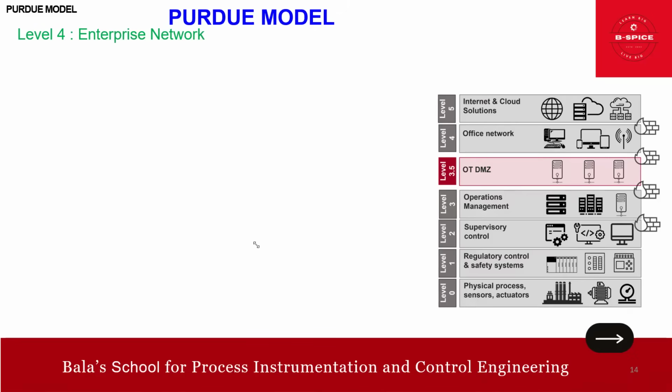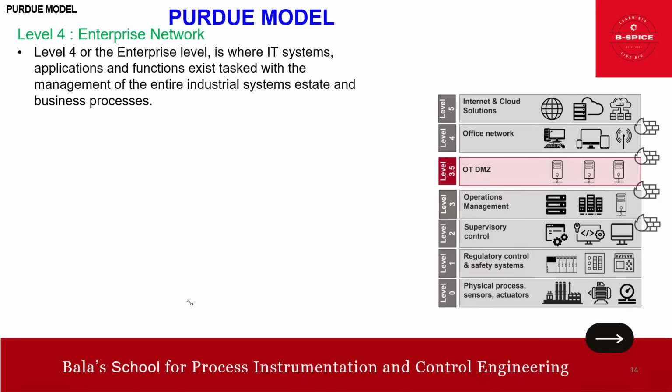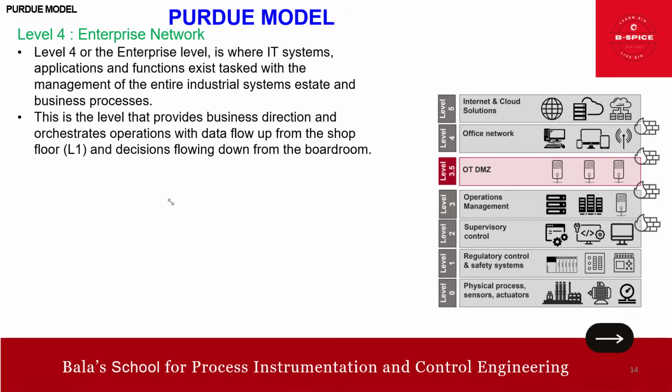Now we go into level 4, enterprise network. Level 4, or what we call the enterprise level, is where the IT systems, applications and functions exist, tasked with the management of the entire industrial system estate and business process. It's more of a business level. This is the level that provides business direction and orchestrates operations, with the data flowing up from the shop floor, level 1, and decisions flowing down from the boardroom.